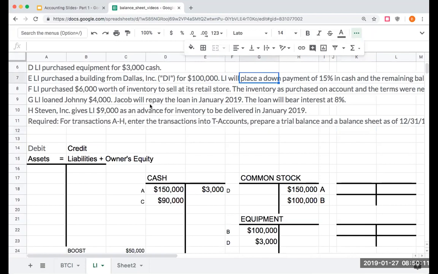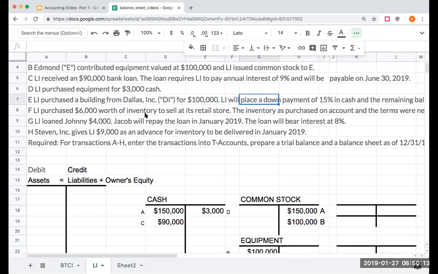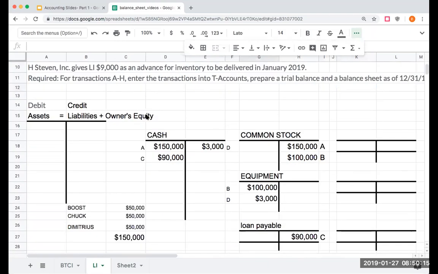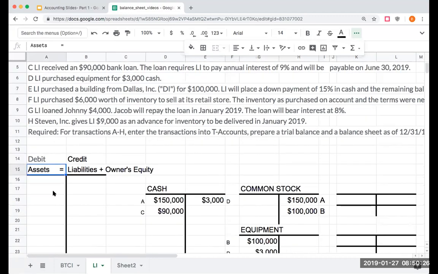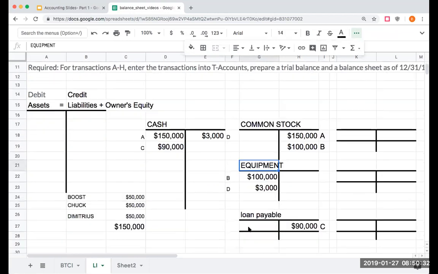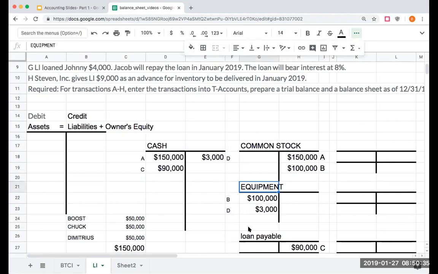So, how do we want to do this? Well, the first thing we can do is, here, we know that we are receiving a building. A building is an asset, and we're going to show that with a debit to essentially a building account. Now, could I combine this building with the equipment? Absolutely, yes. We can call this property, plant, and equipment.